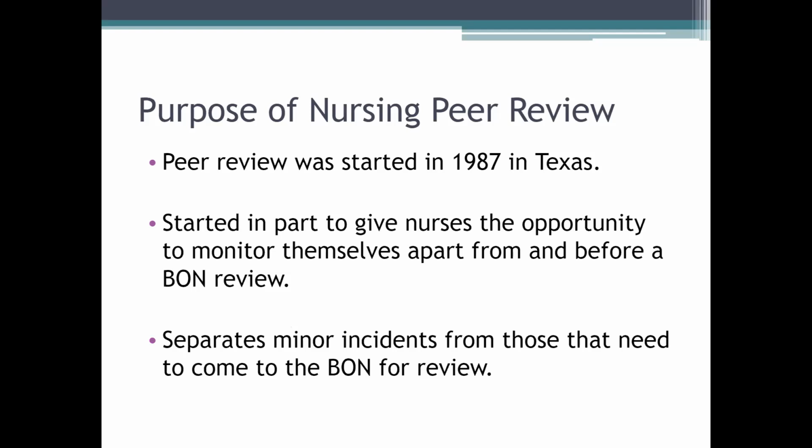Peer review was started in 1987 in Texas. It started in part to give nurses the opportunity to monitor themselves apart from and before a BON review. It separates minor incidents from those that need to come to the BON for review. Peer review really became important in 1982 with the Federal Peer Review Improvement Act and the Healthcare Quality Improvement Act of 1986 as a means to improve patient care by tracking bad doctors.